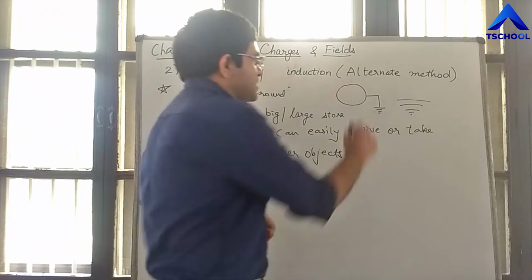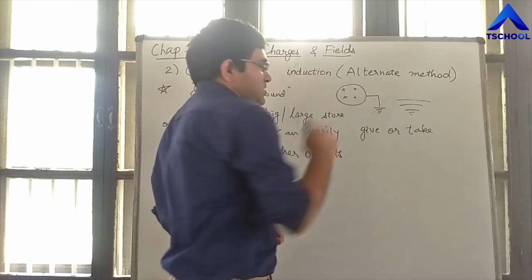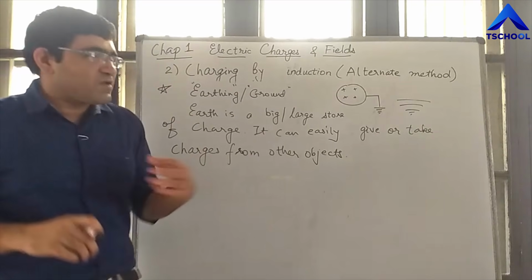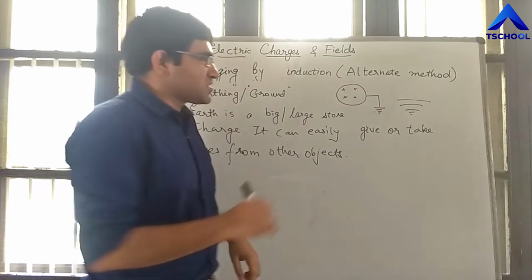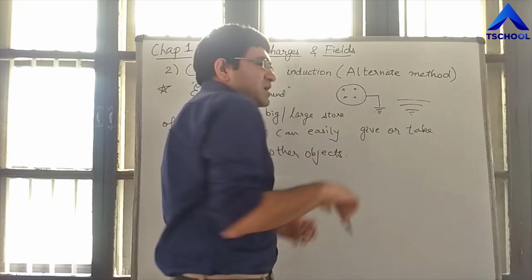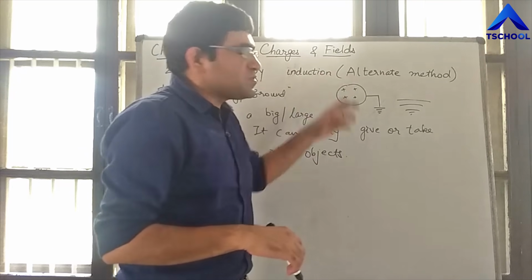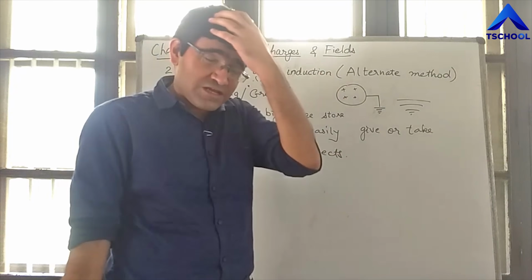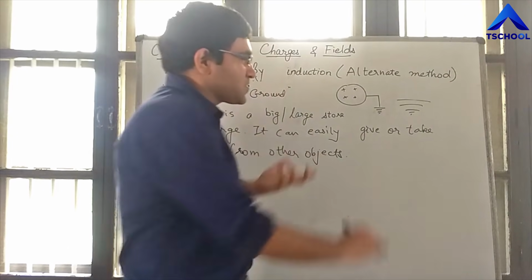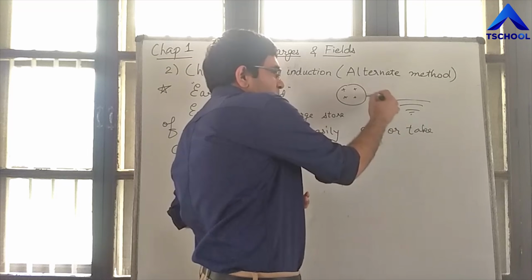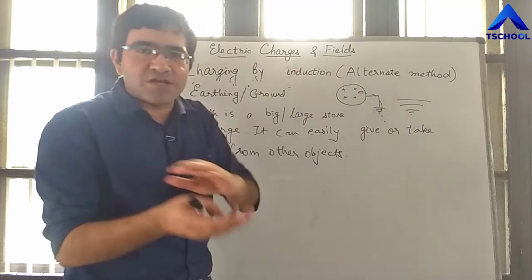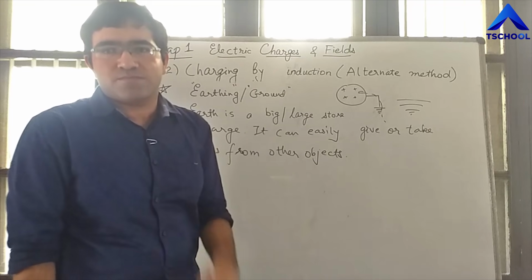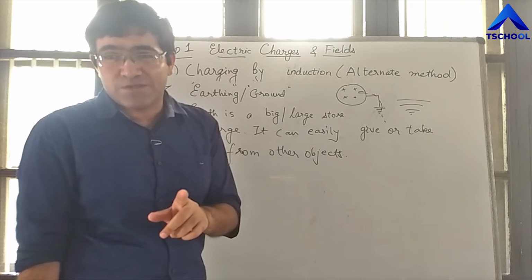Okay, so what do I mean by that? Let's say this metal sphere was having some charge. When we connect it with the ground, the earth can easily take up the charges. Suppose this was positive, so electrons will start flowing from the ground into that sphere and it will neutralize it. Okay, is this absolutely clear?